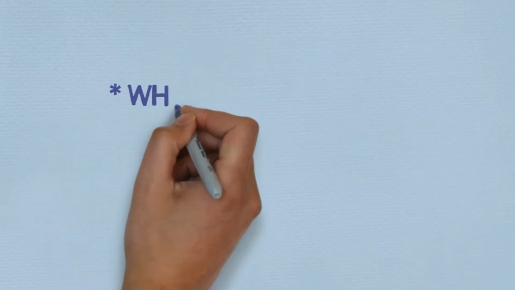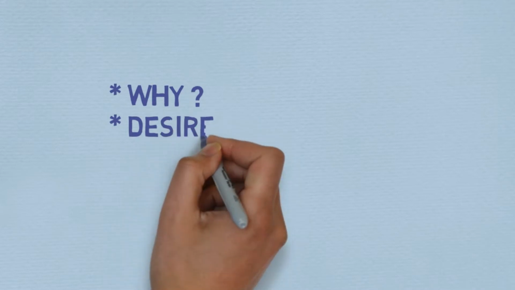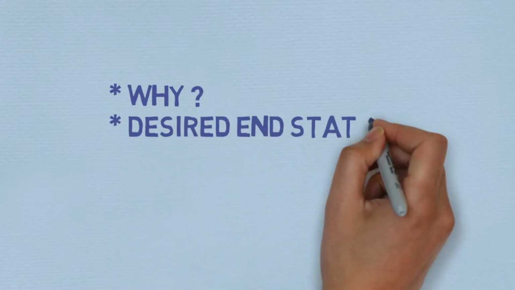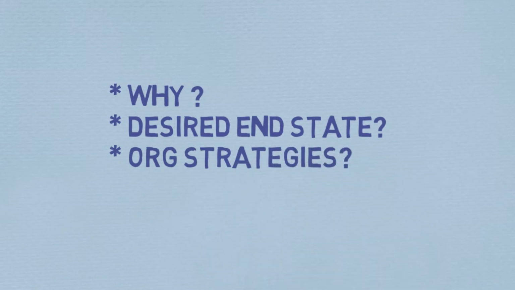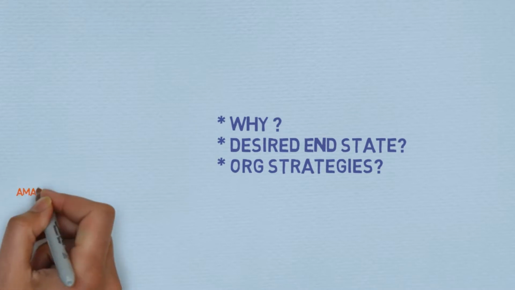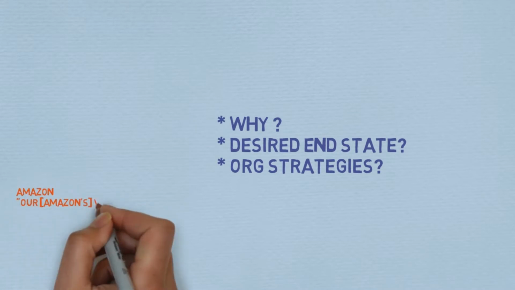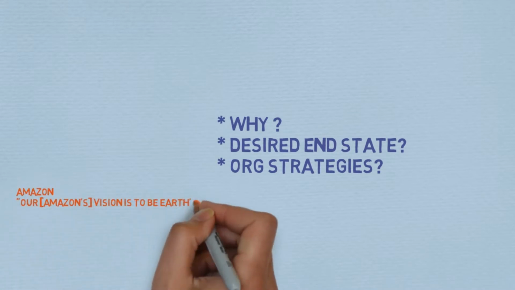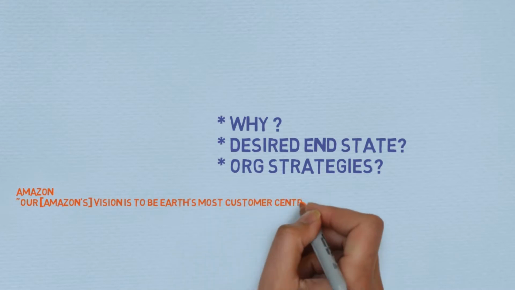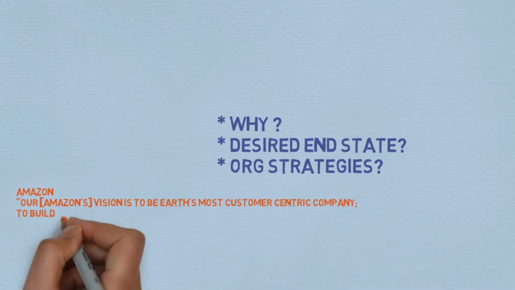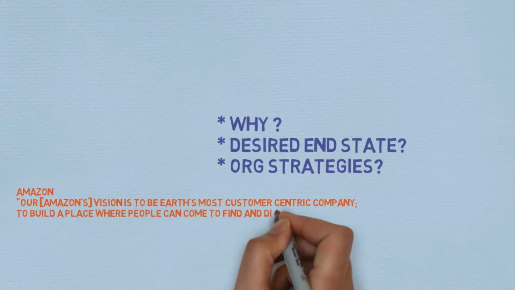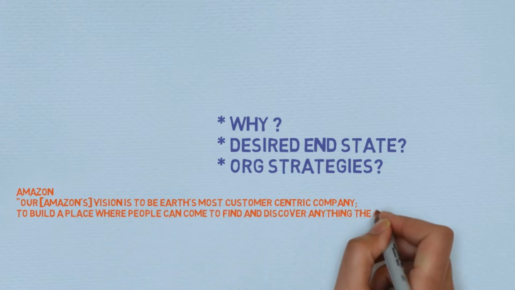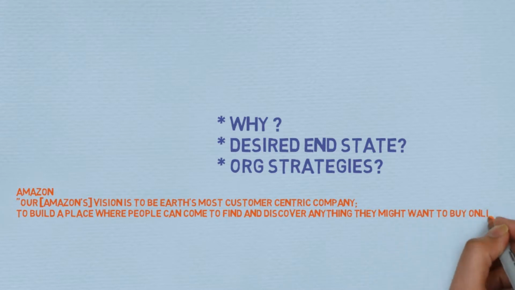Vision describes why the project is being undertaken. What is its desired end state? How does this project support the organization strategy? Every company has a vision statement. For example, Amazon's vision statement is to be the Earth's most customer centric company, to build a place where people can come to find and discover anything they might want to buy online.